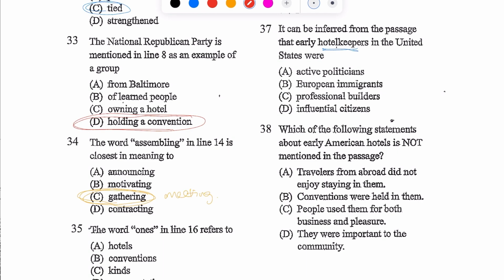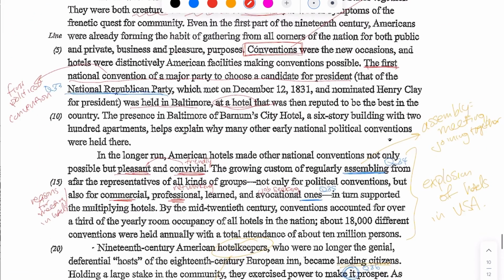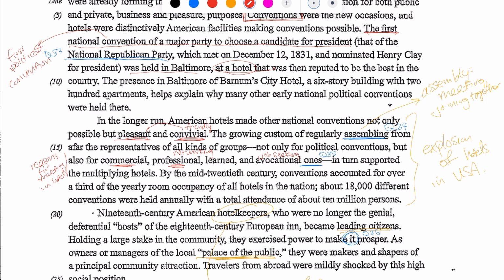Next one, number 35. The word ones in line 16 refer to. So here we have ones here. It's the same sentence. You have commercial, professional, learned, and avocational ones. So it's not just political conventions. It's also for commercial conventions or professional conventions. Ones refer to these conventions.